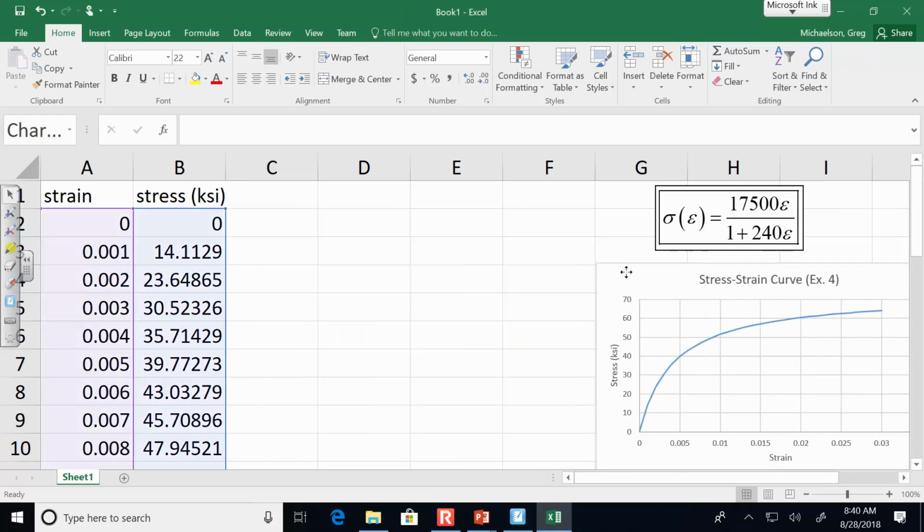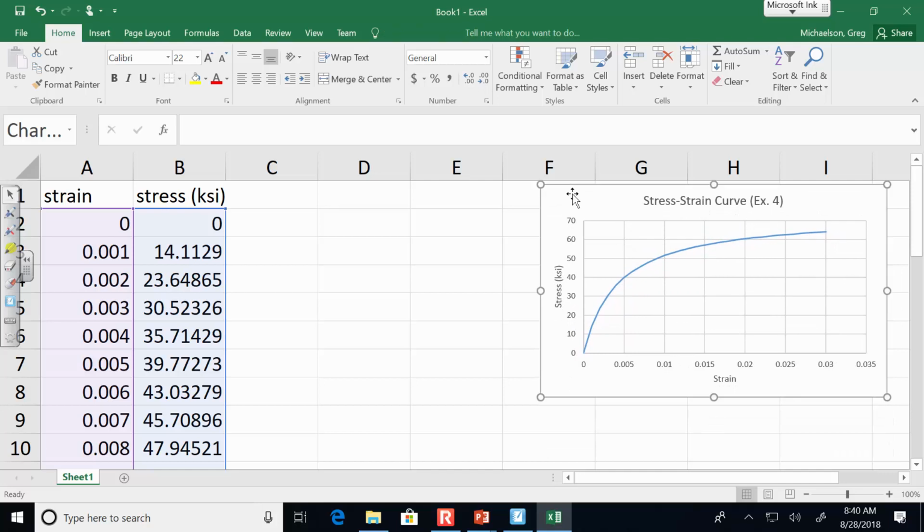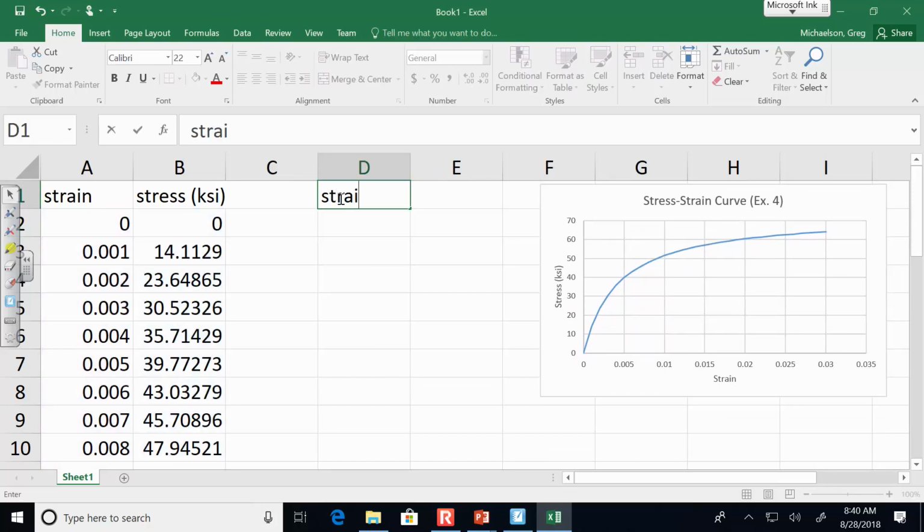Let me move this over here onto the side. Okay, watch this. Let's add some data. So I'm going to start off with 0, 0. Now watch what I'm going to do. I'm going to pick a strain value. I'm just going to pick something. Let's pick, I don't know, this. Let's pick 0.005.